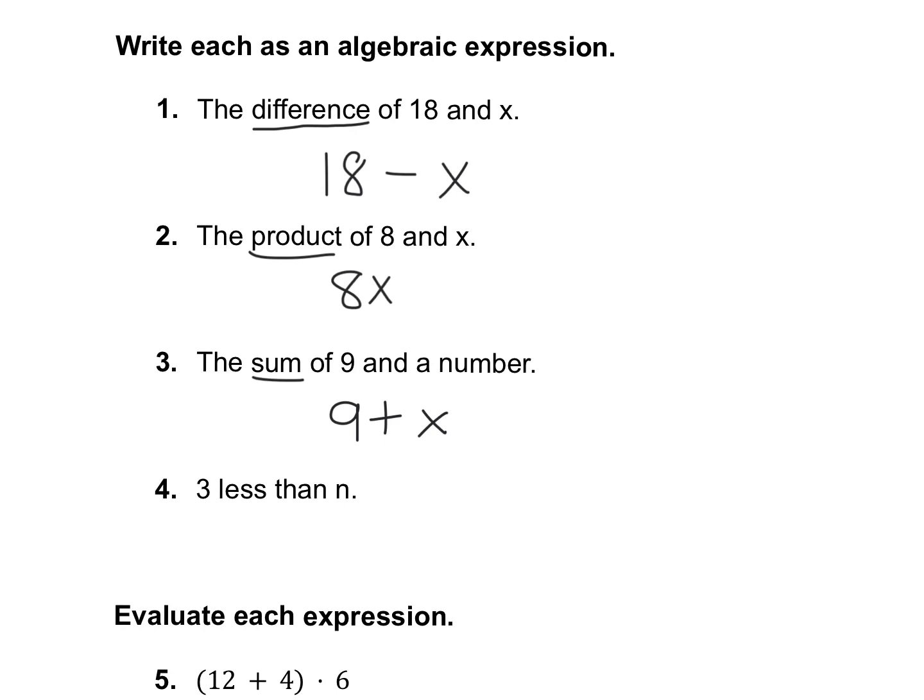Okay, last one. 3 less than n. What is the important word here? Less than. What does less than mean? Flip it. Subtract. Whenever you see less than, you need to flip the order they're in already. So what should it be? n minus 3, because it is 3 less than n. Any questions on writing those? So difference means keep it. Less than means flip it.